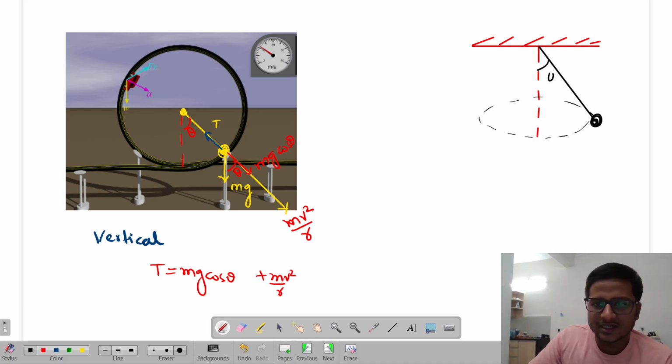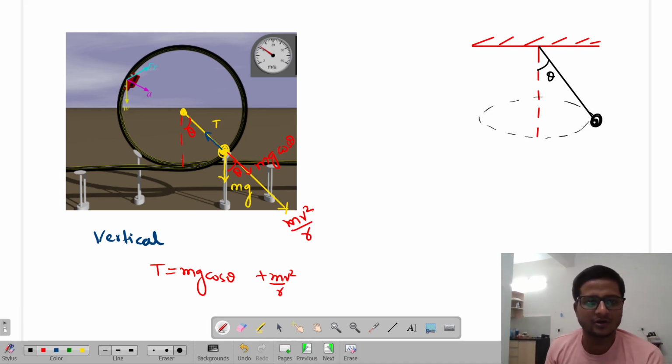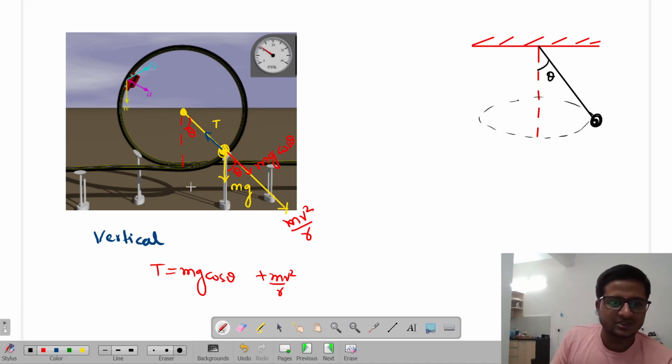Okay, but that time the pendulum will be fixed at angle theta. Are you able to get me or not? Here, in this vertical circular motion, theta is variable. As the body goes up and up, this theta will keep increasing. But here, my theta is fixed. Are you able to get me?